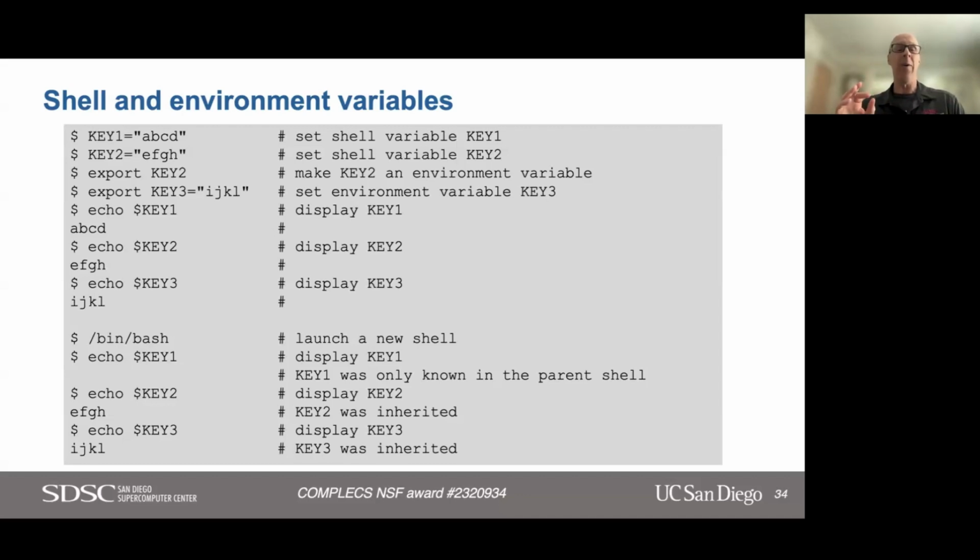Now, if I want to see what the value is of that variable, I could use echo followed by dollar and the name of the variable. So echo $key1, echo $key2, echo $key3. Now, if I launch a new shell within this shell, say /bin/bash, and do echo $key1, we're going to see that we get no output. Key1 was only known in the parent shell. Whereas key2 and key3, these were made environment variables so that they are known globally and they are picked up by the child shell.